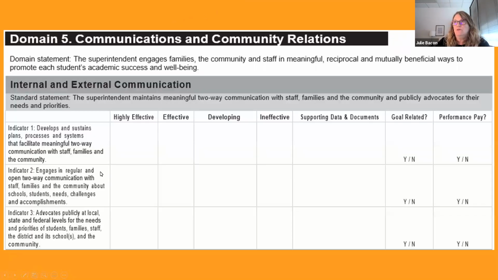So this is the standard internal and external communications. There's 3 indicators, 2 really about how you communicate, and who you're communicating with. And then the third indicator is about advocacy at the local, state, and federal levels, and looking at the needs of students, priorities of students, and advocating for those. So that is domain 5.